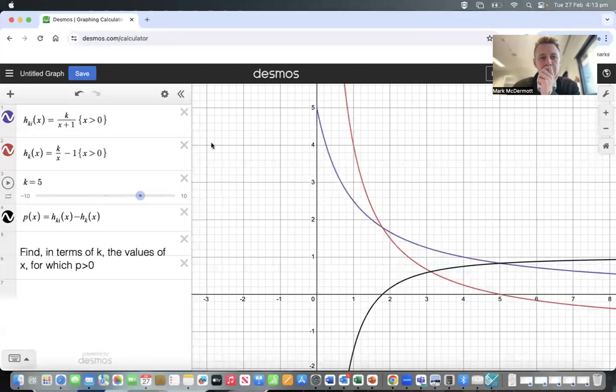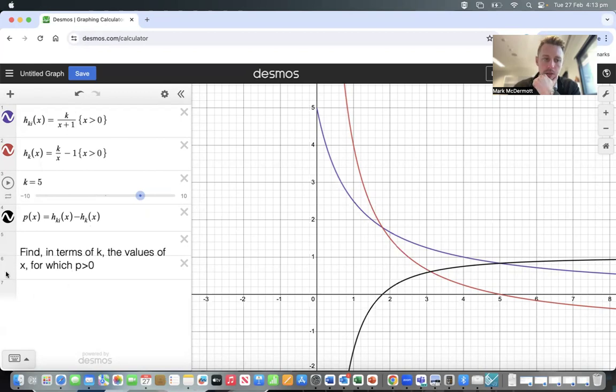Okay, so we have a tricky question here about inverse functions. So let's break it down as best we can. Basically, we've got a function h_k of x, which is equal to k/x minus 1 for x greater than 0, and the inverse function is k/x plus 1 for x greater than 0.